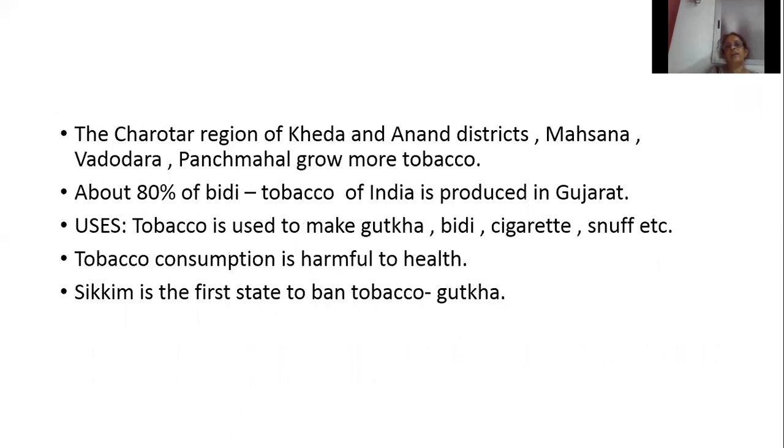In Gujarat, the Charota region of Kheda and Anand district, Mehsana, Vadodara and Panjamahal grow more tobacco. Charota region of Kheda is known as a land of golden leaves. When tobacco ripens, it turns golden yellowish in color and falls on the ground. So that is why Charota region of Kheda is known as a land of golden leaves. And Anand district, then Mehsana, Vadodara, Panjamahal, they grow more tobacco.